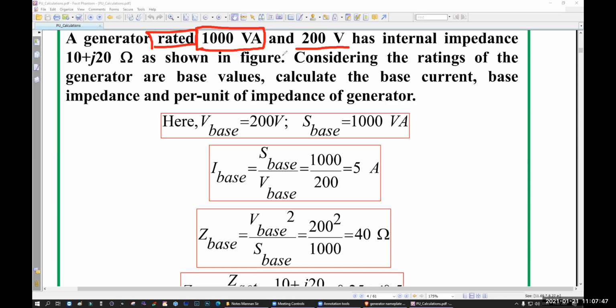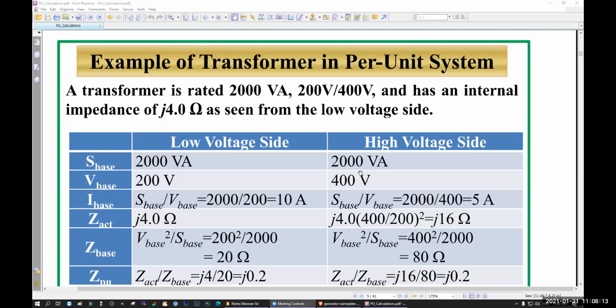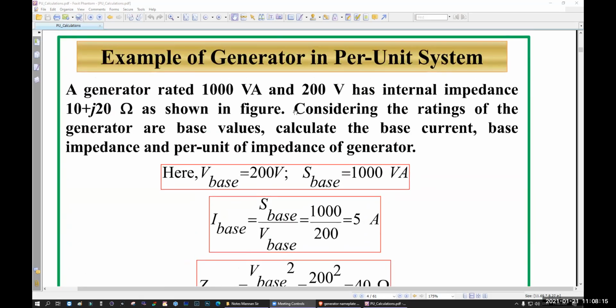1000 VA and 200 volt, with an internal impedance of 10 plus J20 ohm. This is resistance. This is reactance. Both of them become impedance. Internal impedance of 10 plus J20 ohm, as shown in the figure. What is the figure? Okay, no figure is here. No problem, do not worry.